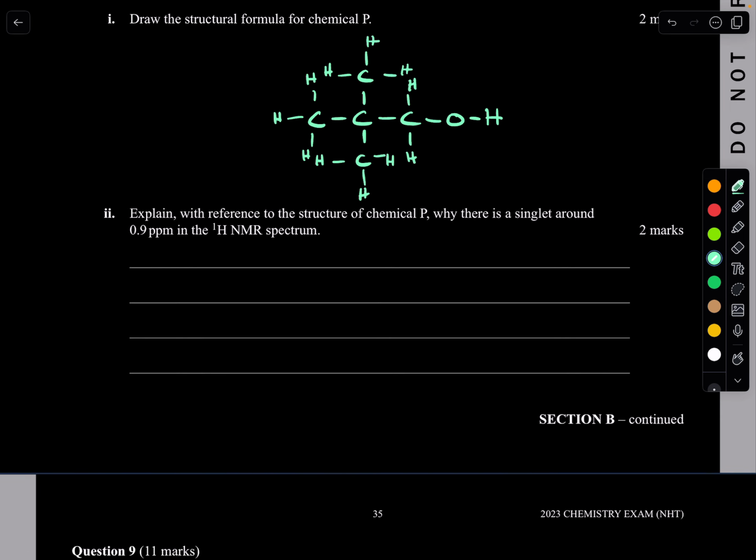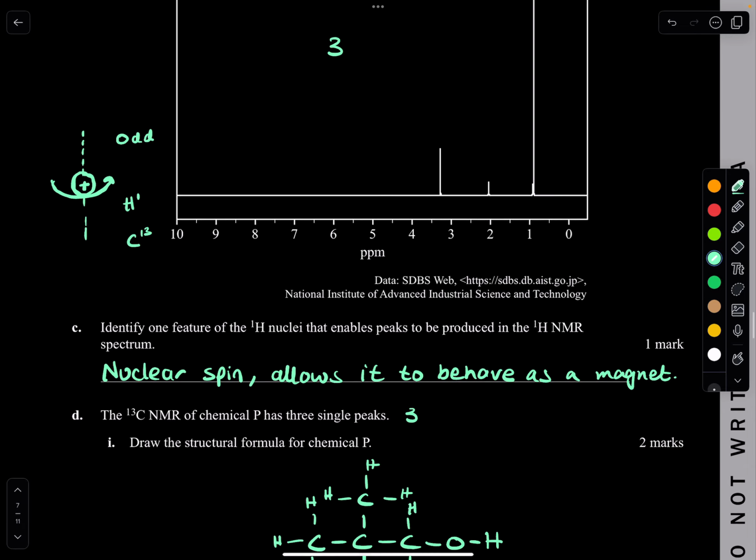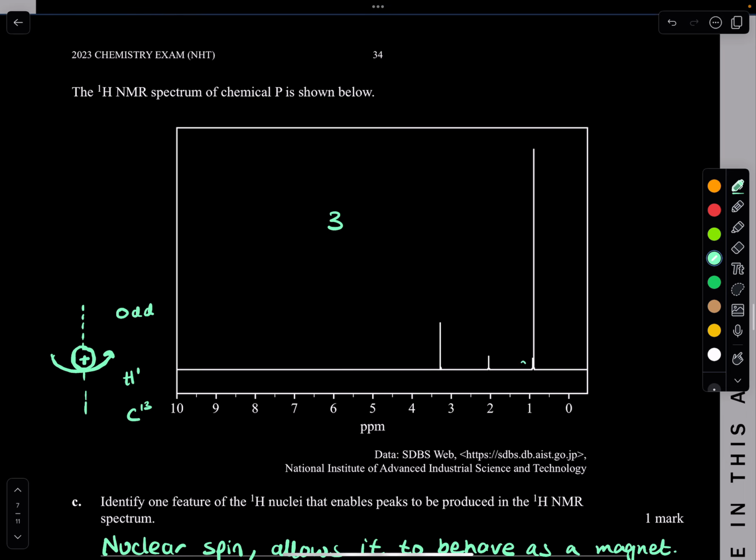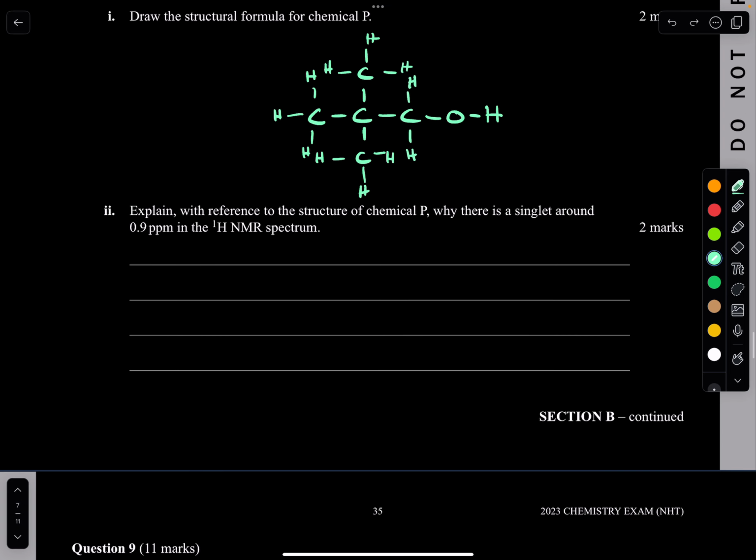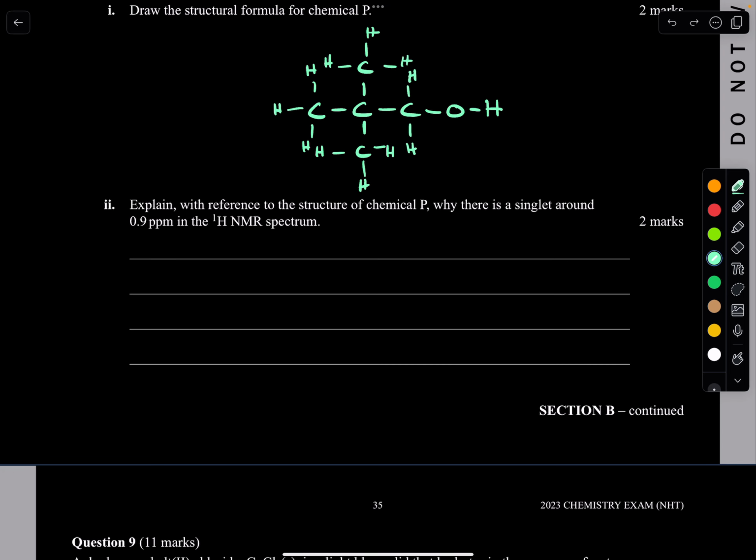Explain with reference to the structure of chemical P why there's a singlet around 0.9 parts per million. Let's do that. So we know it's a singlet. That's the H. Why is that? Well, let's use the n+1 rule to tell us why. If we use the n+1 rule, it's a singlet, so it equals 1. N is equal to 0. What does that mean? It means that the adjacent carbon basically has 0 protons. Now, is there a carbon here that actually has 0 protons? Yes, it does.